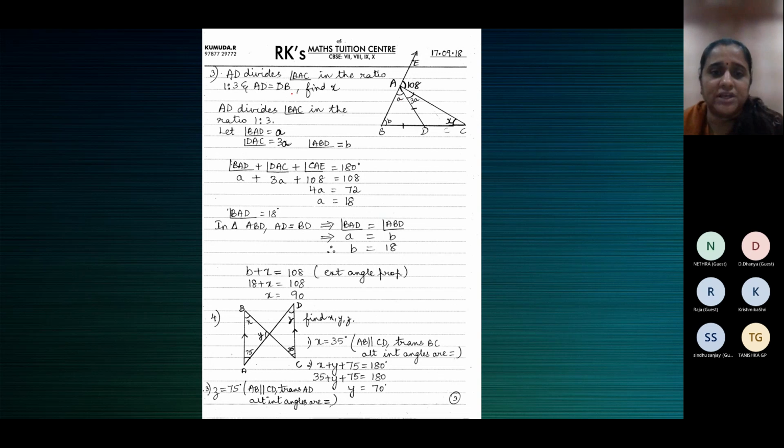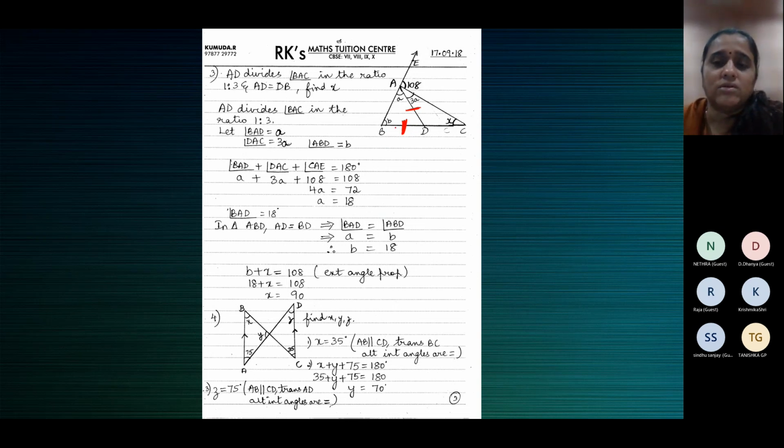And AD is equal to DB. Where is AD? This is AD. Where is DB? This one. This line segment is equal to this line segment. So that means DAB is an isosceles triangle, because when two sides of a triangle are equal, it's an isosceles triangle. And when two sides are equal, the two base angles are also equal. I'll tell you which angles they are. BAD is an isosceles triangle because these two sides are equal.